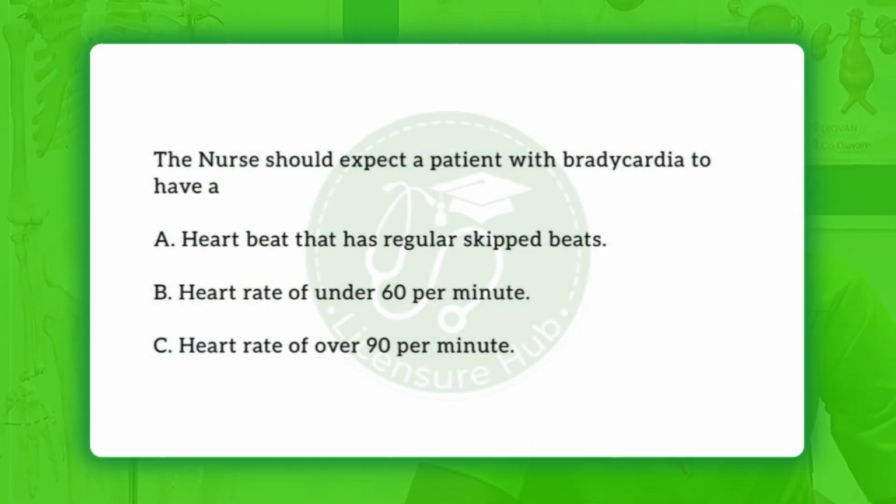Our next question reads: the nurse should expect a patient with bradycardia to have A, a heartbeat that has regular skipped beats, B, a heart rate of under 60 per minute, and C, a heart rate over 90 per minute. One may ask, what then is bradycardia? Brady is a prefix that has to do with a low level of something. And when we talk about cardia, it has to do with the heart. So bradycardia simply means that the heart rate is lower than expected.